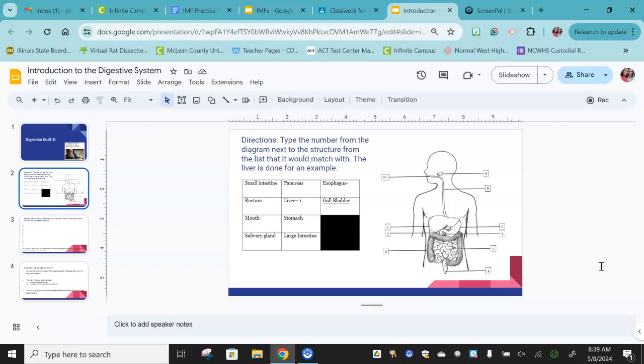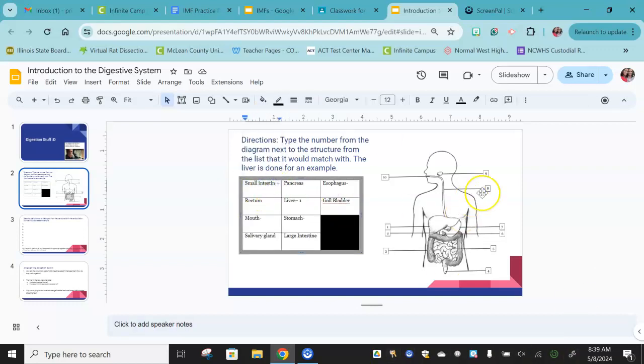So I said the liver was done as an example. So the liver is number 1, and that's right here. So your goal here is to look at the numbers, figure out what it's pointing to, and then just type that number in the text box. So like, if you think the small intestine is, I don't know, number 9, which it's not, please don't put number 9 there, then you would just type 9 next to it.